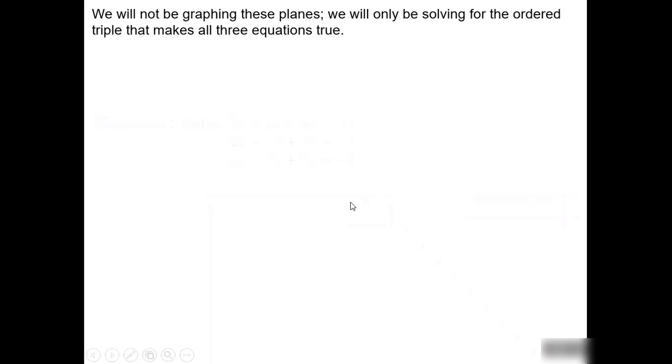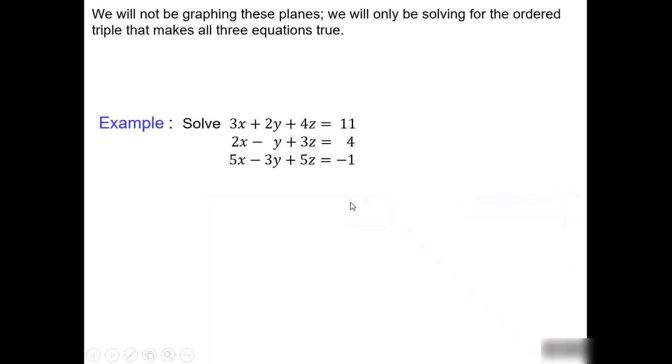So now let's take a look at an example here. Now don't get too scared with this. This is just a third variable, which now means that we have a third equation. Now it turns out that we're going to be solving this using the elimination method in a very similar way to what we did with two variables.